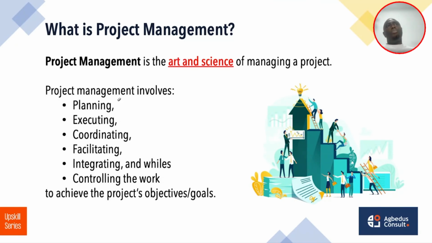Okay, so what is project management again? It is planning, coordinating, executing, facilitating, integrating, whilst controlling the work to achieve the project objective or goals. These are all English, and these are things that you'll be doing every day as a project manager. You'll be planning, coordinating, you'll be executing with the team, you'll be facilitating. You do all of these things to achieve a project objective. So that is project management.